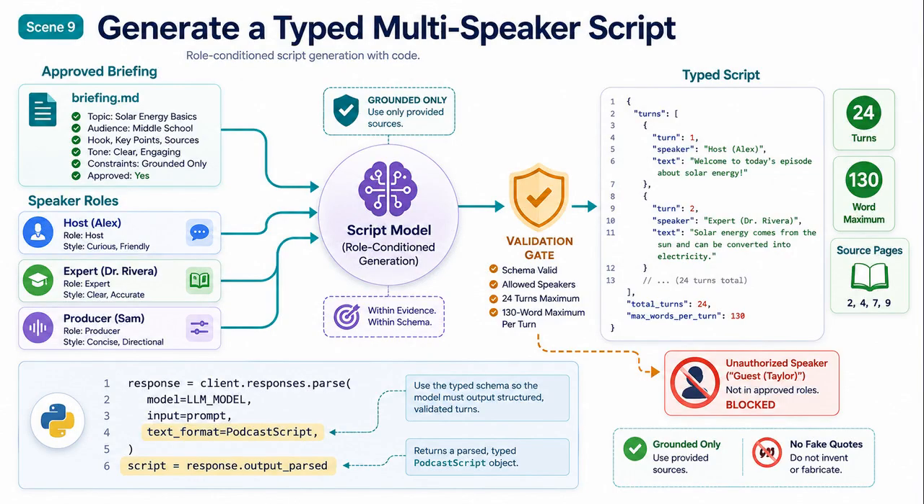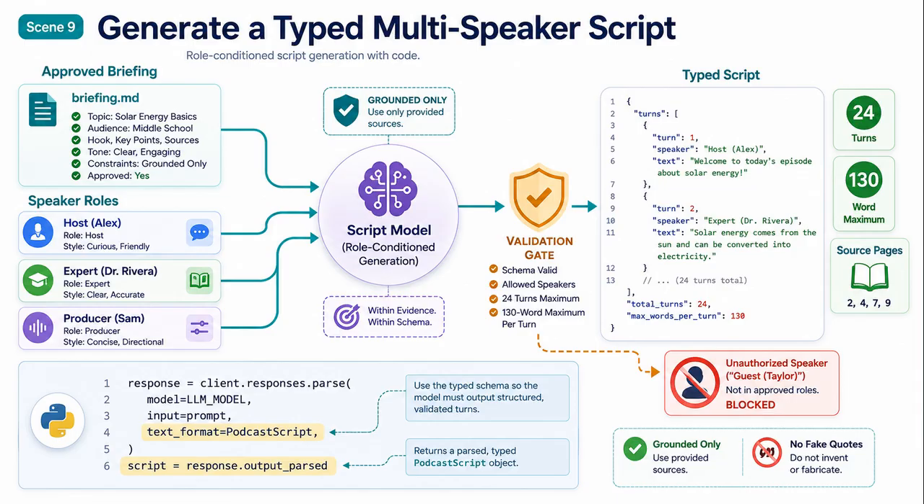With build the briefing before the dialogue in mind, the next piece is generate a typed multi-speaker script. The script model receives the approved briefing plus explicit definitions for every speaker. It returns an episode title and an ordered list of turns with speaker, text, and supporting page references. The curious host introduces questions, the expert explains mechanisms, and the skeptic tests practical limits.